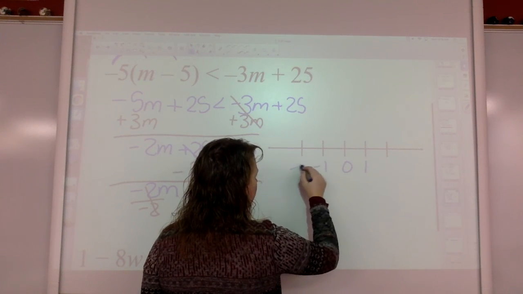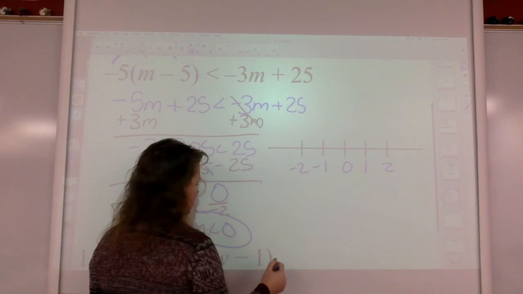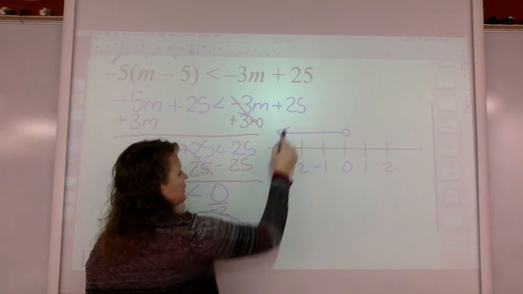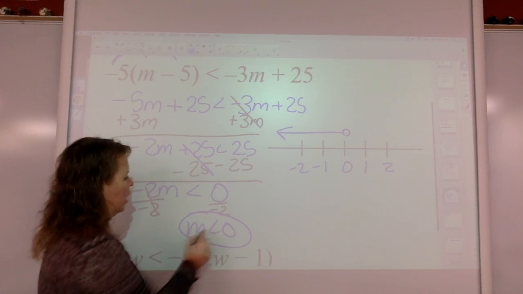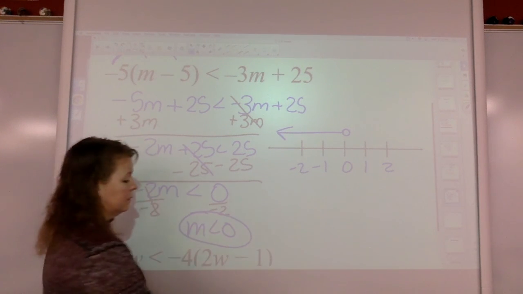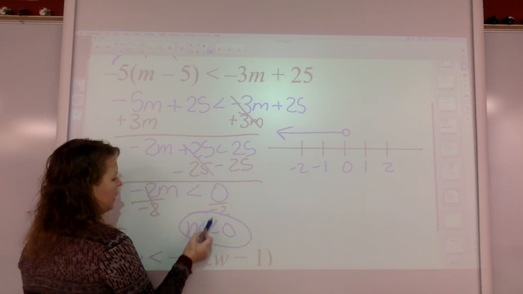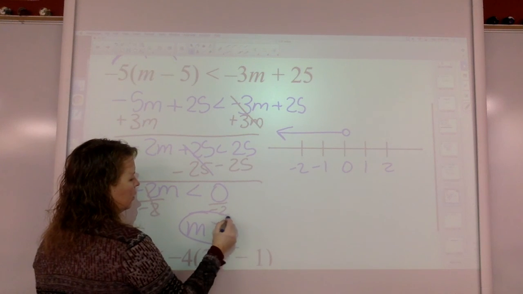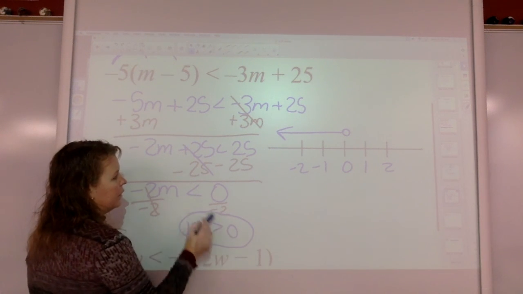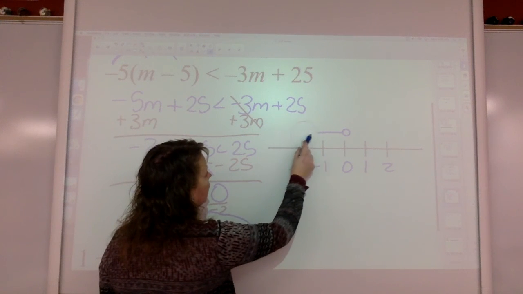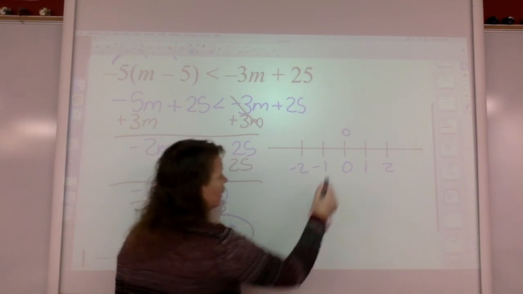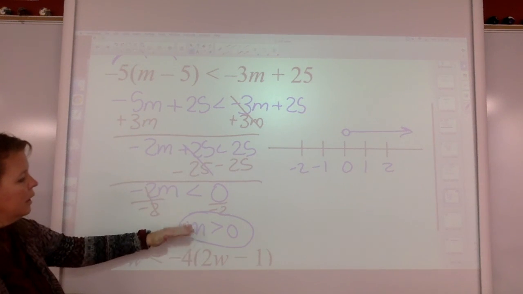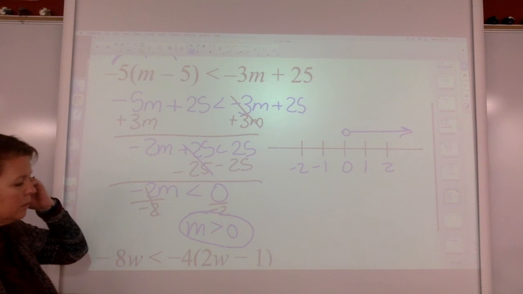Throw in a couple of other numbers to know which one is which. It's an open circle over the 0, and you are going less than. Because of, oh, no we're not. Did you guys catch me on that? Divide by a negative, divide by a negative. You better make it greater than. When you divide by a negative, you've got to flip the sign. Any of you yelling at your screen saying, no, why didn't you flip it? That's why you have to finish this all the way through. m is greater than 0.